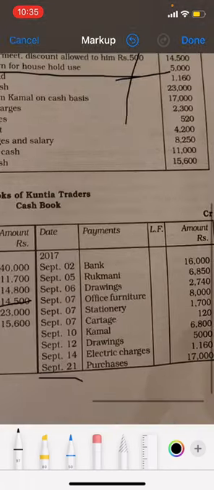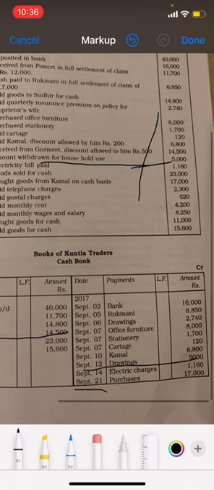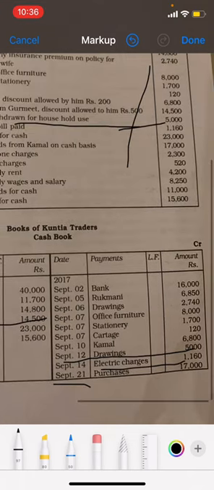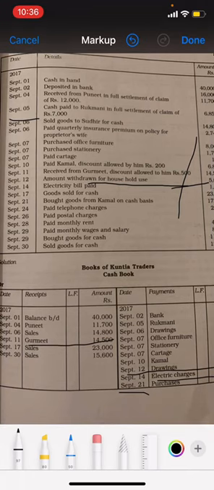Okay, next is electricity bill paid. So electricity bill is an expense. So what will be the journal entry? Electricity bill account debited to cash account. So cash account is credited. So on the credit side of your cash book, you will have to write electricity bill. Okay, amount is 1,160.